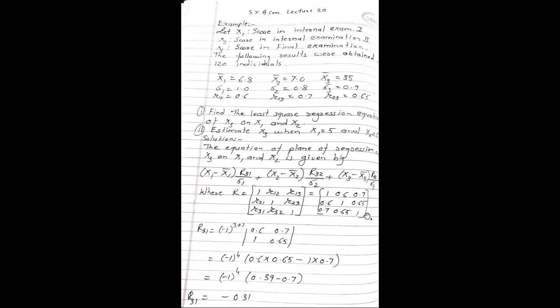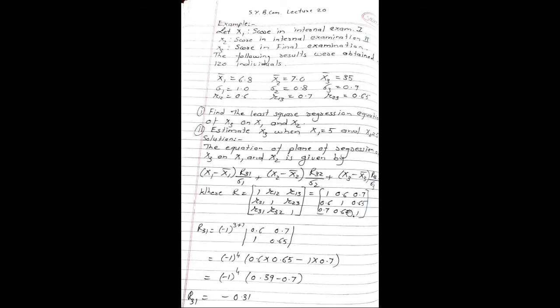Now if you observe the data, x1 bar is given, x2 bar is given, x3 bar is given, sigma 1 is given, sigma 2 is given, sigma 3 is given. Only unknown things are capital R31, capital R32, capital R33, which we can calculate with the help of total correlation coefficients R21, R12, R13 and R23. So we will see the procedure to find capital R31, which is equal to minus 1 raised to 3 plus 1.